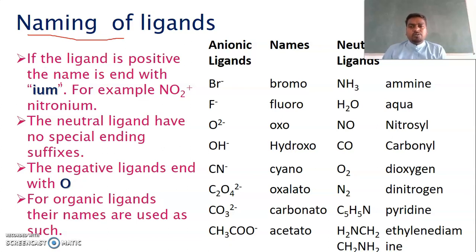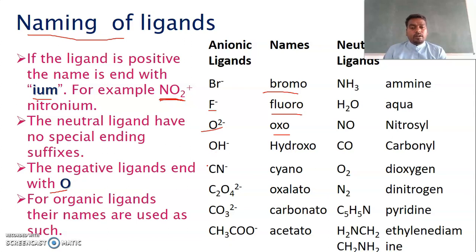So if the ligand is positive, the name ends with -ium. For example, you look at the ligand nitronium. Actually, this is nitronium. The name ends with -ium. If it is a positive ligand, the name ends with -ium. If it is a negative ligand, the name ends with -o. For example, bromine, bromo; fluorine, fluoride, fluoro; oxide, oxo.